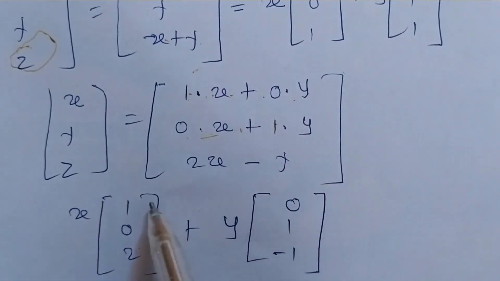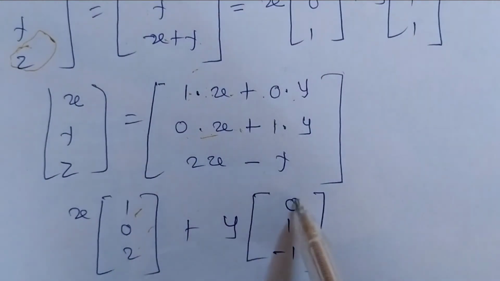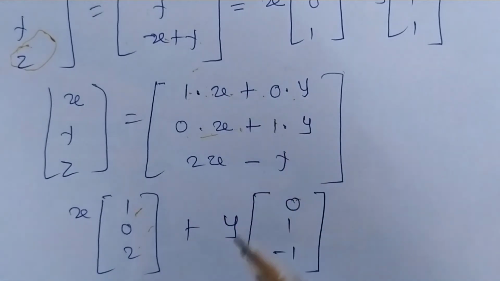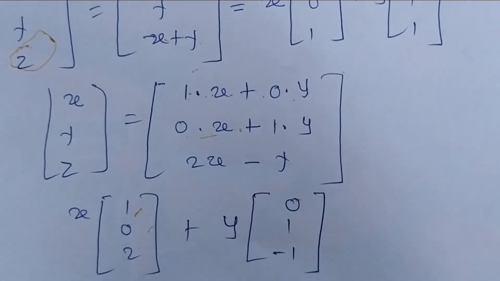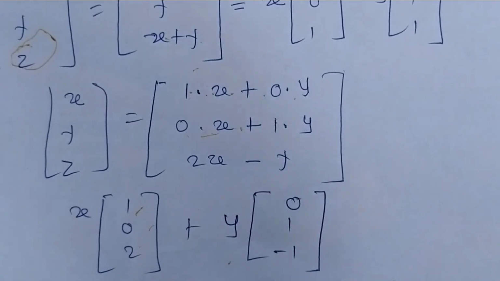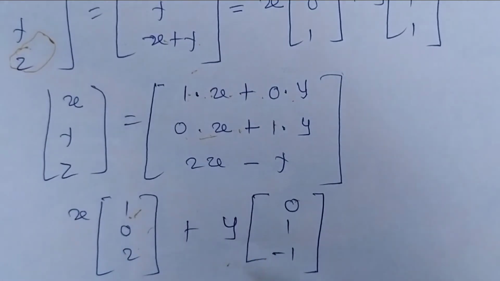So these are the eigenvectors: 1 0 2 and 0 1 minus 1. These are the eigenvectors for this degenerate eigenvalue. These two vectors are different. So here n minus r is not equal to 1, so we get different eigenvectors for the same eigenvalue. This one is one vector and this is another vector.